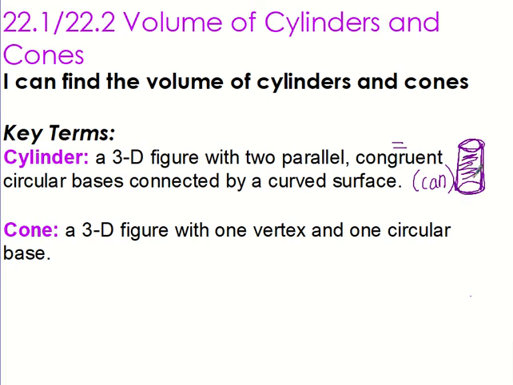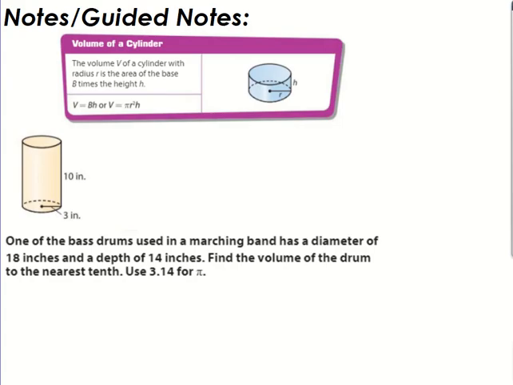All right, so a cone is a 3D figure with one vertex and one circular base. So obviously that's a cone. So we have our circular base, and the vertex is that spot right there. So a cone is basically a pyramid with a circular base. Okay, and a cylinder is a prism just with circular bases. Okay, so we're going to do cylinders first.